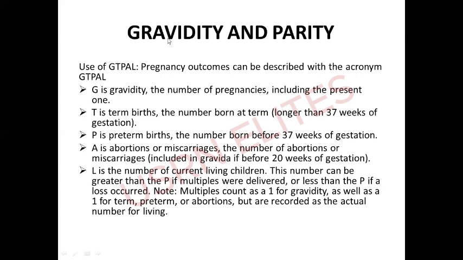The last time I was doing this in a different class, a person told me that she was confused by a question that was only on the gravidity and the parity. The basic meaning of gravidity is the number of pregnancies that one has had, including the current pregnancy. So to determine the gravidity of a woman, you have to ask whether the person is currently pregnant. If she is, you add the current pregnancy to it.